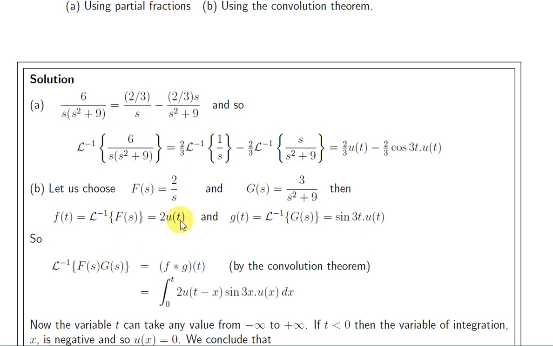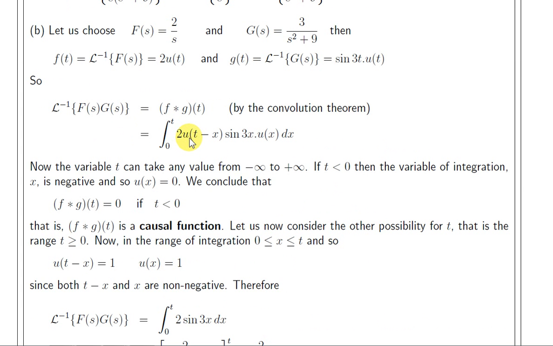So we found little f of t and little g of t. We know the convolution theorem says that the inverse transform of big F times big G is the convolution of f and g. So we need the convolution of 2 and sine 3t. So we have to integrate from 0 to t this function at t minus x, so we have to get u at t minus x, times g of x. So we have sine 3x here.